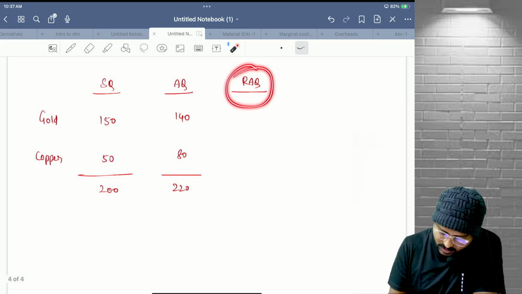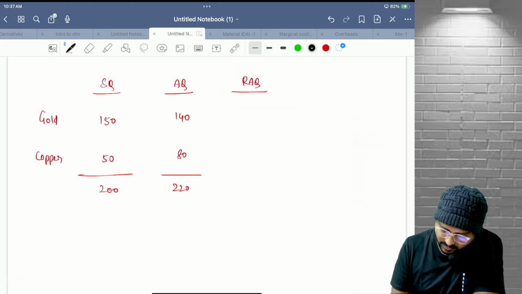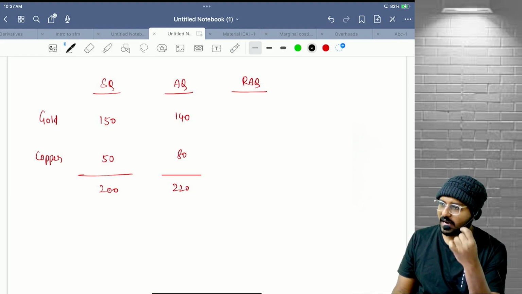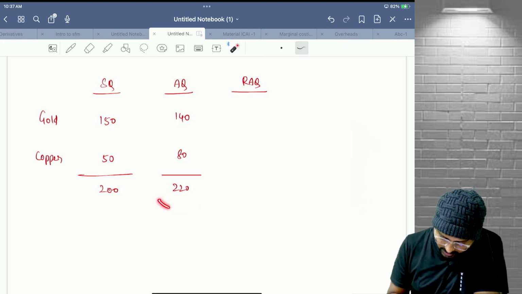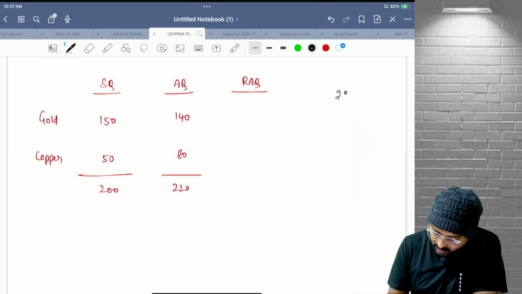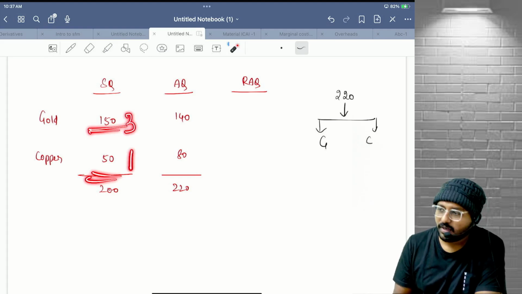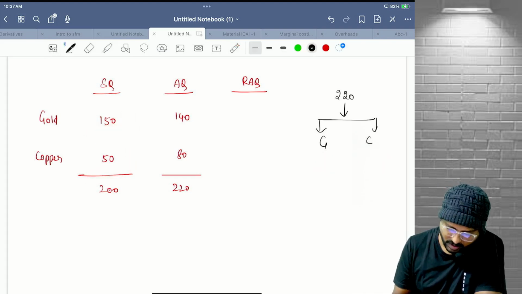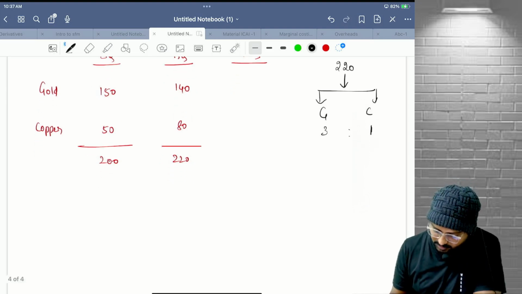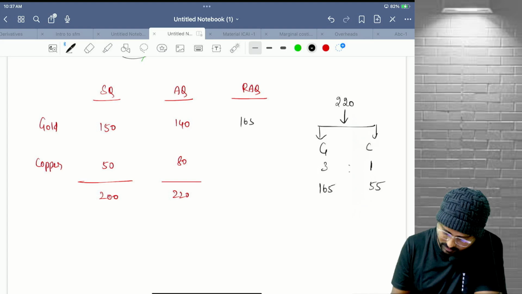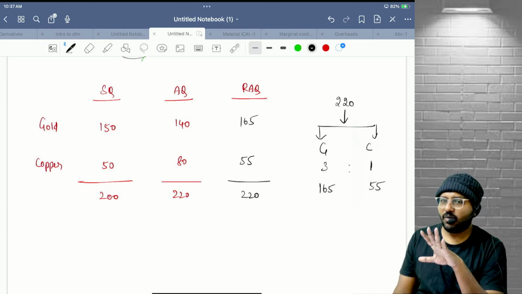Now RAQ means, what is the abbreviation I told you? Revised actual quantity, which means you will revise the actual quantity. In other words, actual quantity rewritten in standard proportion. What is the actual quantity here? 220. This should be rewritten in what proportion? Standard proportion between gold and copper. Here you have the standard proportion, which is 3:1. So this should be rewritten in the ratio of 3:1. Tell me how much it comes. 165 and 55. So what will be the total? 220 only.